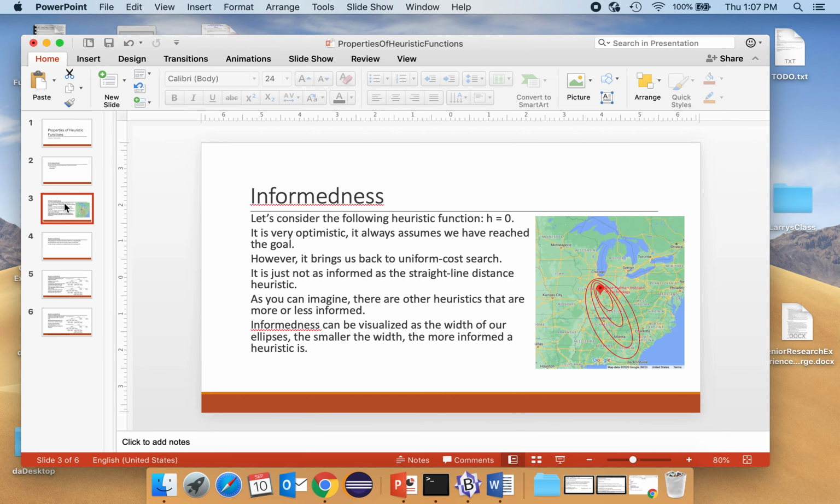So informedness is how good is the heuristic? How well does it direct us to the goal? How goal-directed is it? Now, to contrast this, let's assume that the heuristic always returns 0. In other words, it's very optimistic. It always thinks, we're there, we're there, we're there. However, if you think about it, this really brings us back to uniform cost search. We're just going to completely ignore the straight line distances, and we're going to go back to those concentric circles, right? So that would be pretty bad.